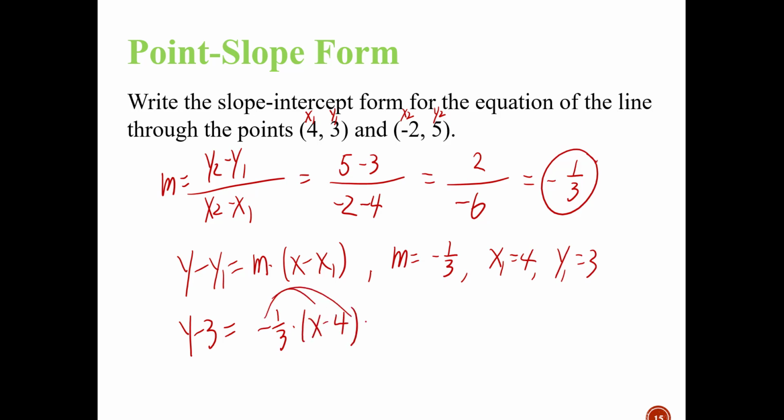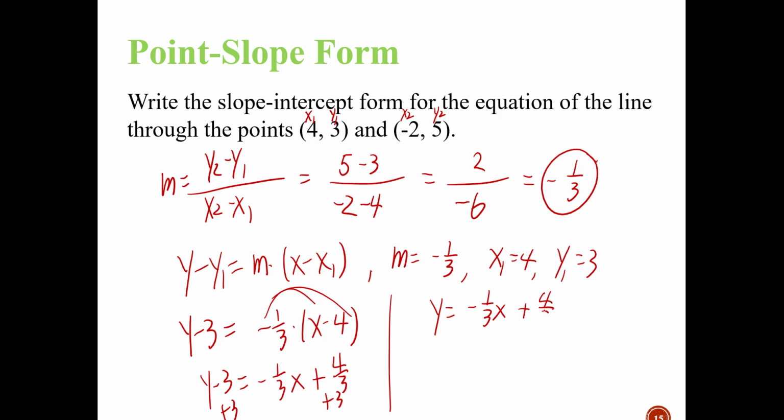And we distribute it. We get y minus 3 equals -1/3 x plus 4/3. Then we're adding 3 to both sides of the equation, and end up with y equals -1/3 of x plus 4/3 plus 3. So we can write 3 as 3 over 1. And for these fractions, LCD is 3. So multiply by 3 to get 9 over 3.